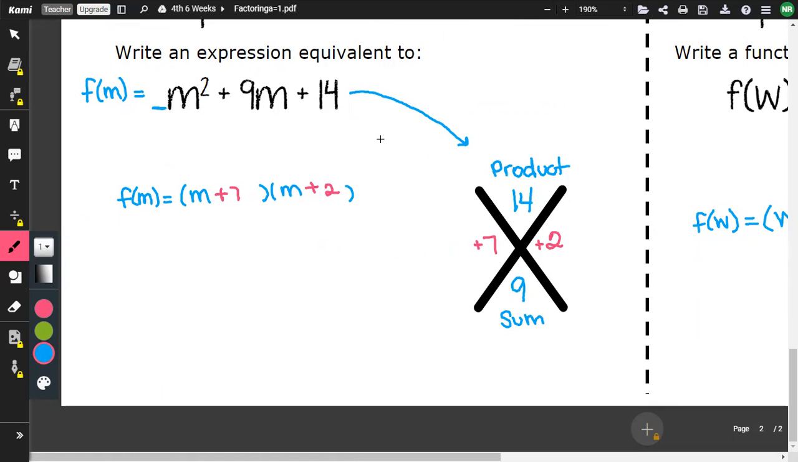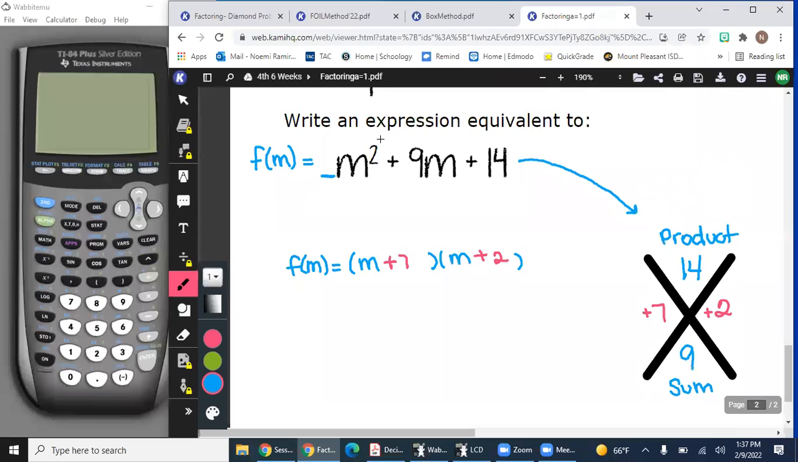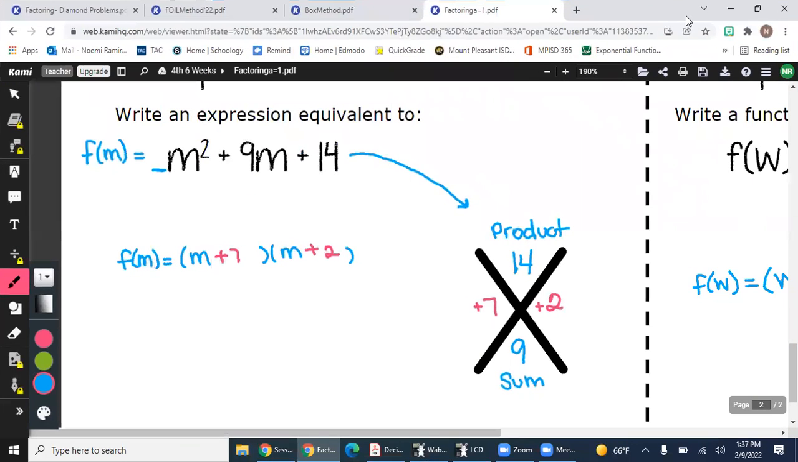Now, before I give you your assignment, I just need to address one thing. Let me pull it up though. I should have had it pulled up. Let me pause this.